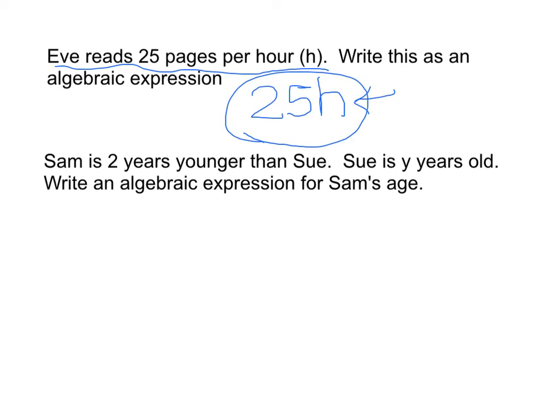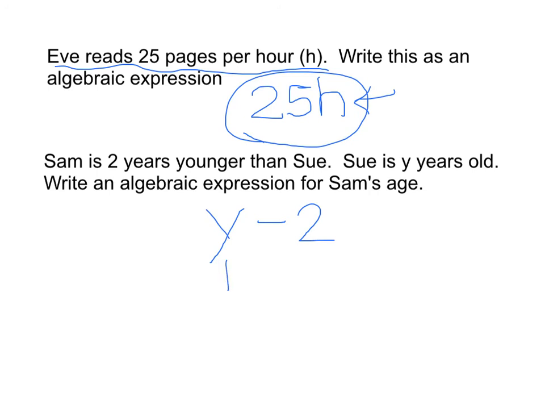Here's our next one. Sam is 2 years younger than Sue. Sue is Y years old. Write an expression for Sam's age. How do you think you'd write that if Sam is 2 years younger than Sue? Well, if Y represents Sue's age and Sam is 2 years younger, that means he's 2 years less in age. So that would be Y minus 2. That would represent Sam's age compared to Sue's age.